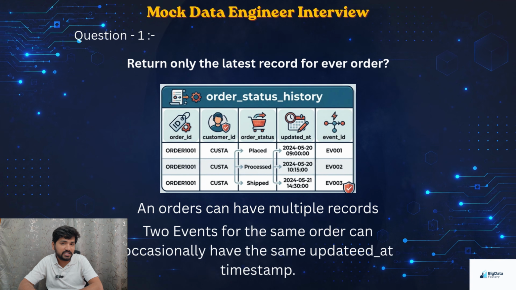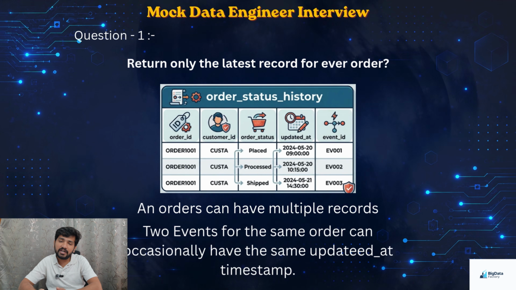There is also one additional condition. 2 events for the same order can occasionally have the same updated timestamp. How would you write this query? Pause the video and think about the solution.